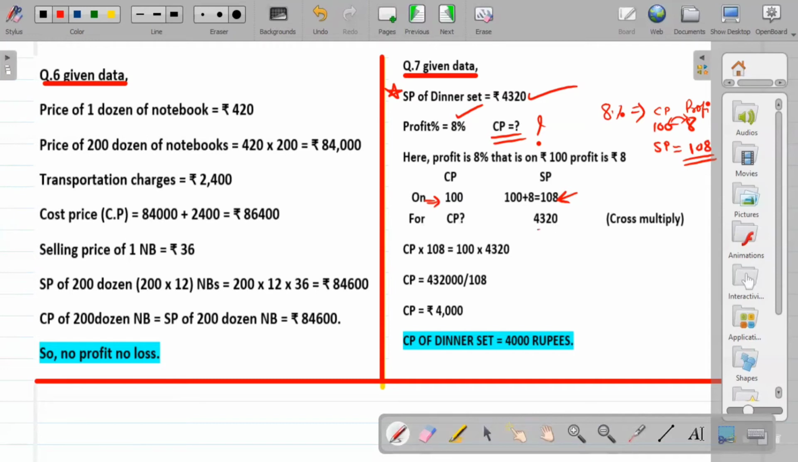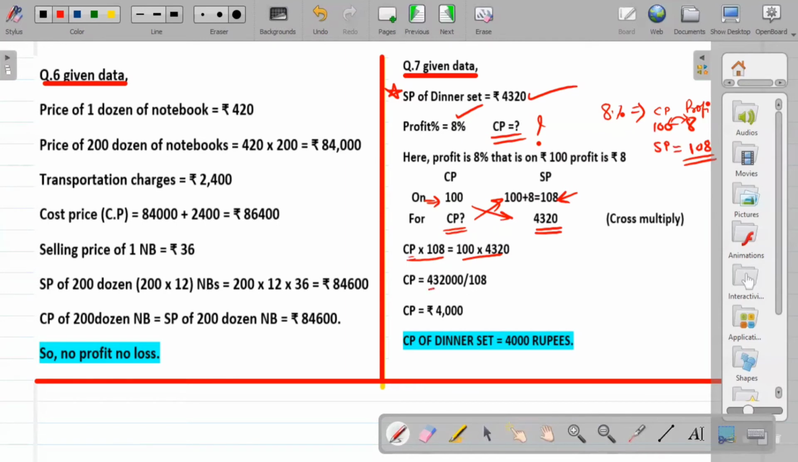तो फॉर एक्चुअल SP इज गिवन 4,320. तो उसके लिए मेरा CP क्या होगा? Do the cross multiplication. This is the logic which you can use. Now if you go by this logic, you will do the cross multiplication. Okay, this 108 is multiplied with the CP. It will go here in the division.